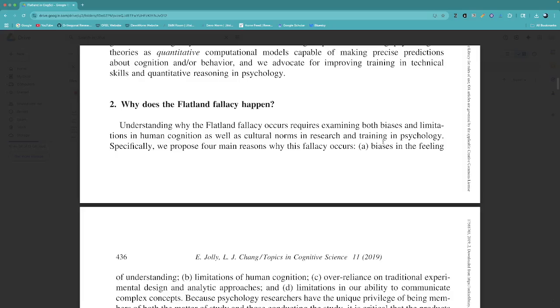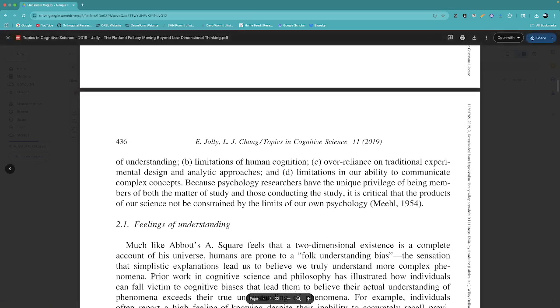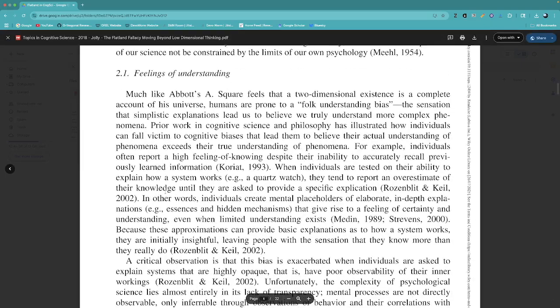The first is A, bias seen in the feeling of understanding. B is limitations of human cognition. C is over-reliance on traditional experimental design and analytical approaches. And D is limitations in our ability to communicate complex concepts.